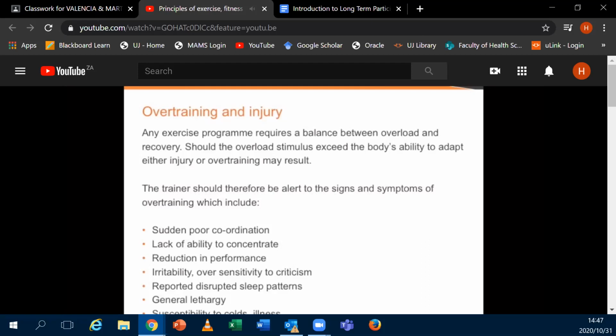lack of ability to concentrate, reduction in performance, irritability, oversensitivity to criticism, reported disrupted sleep patterns, general lethargy, and susceptibility to colds and illness.